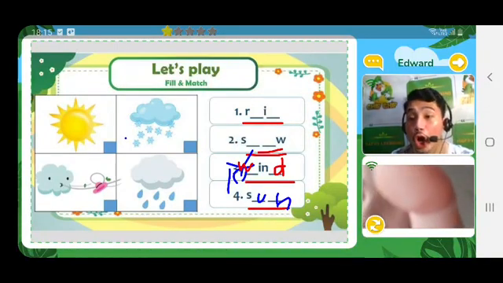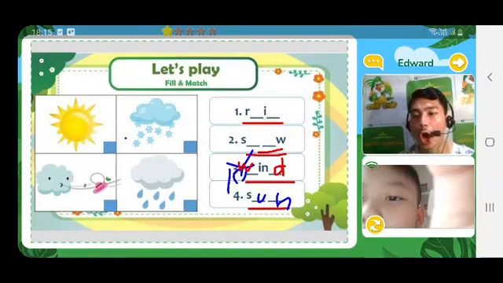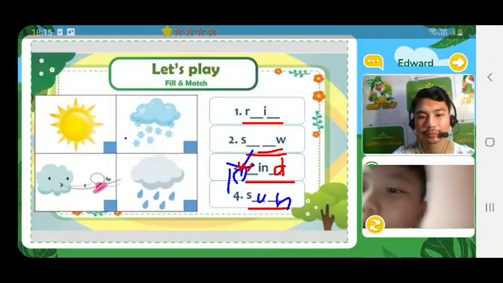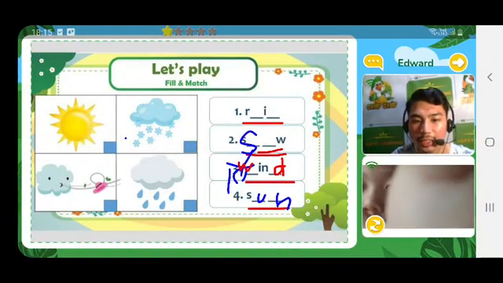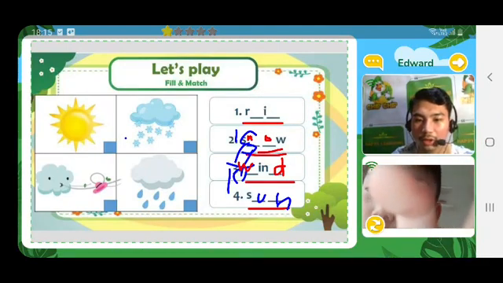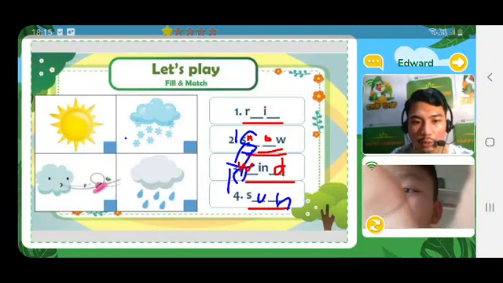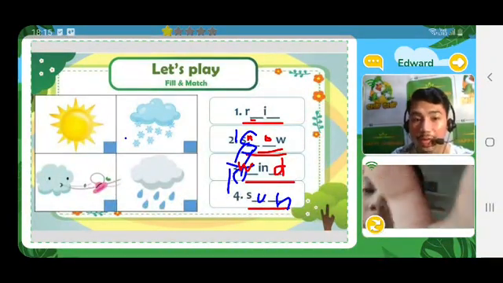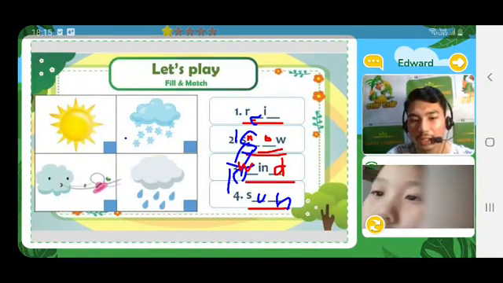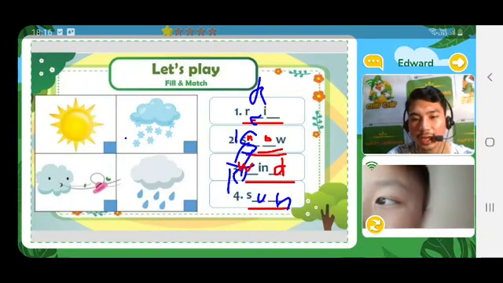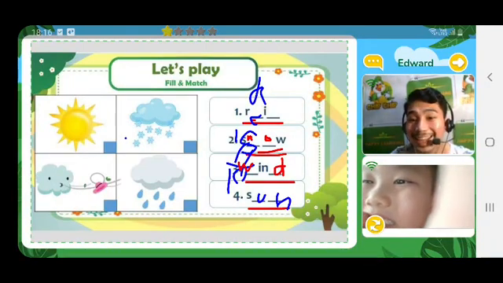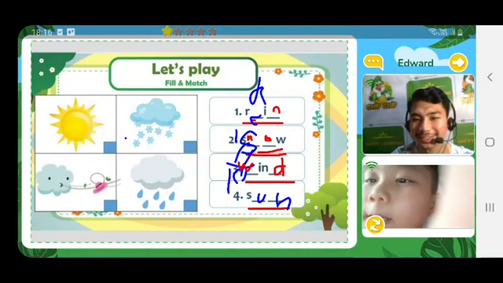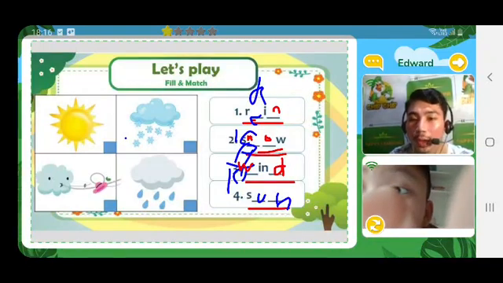Number two. Snow. S-N-O-W. Yes, snow. Okay, very good. Rain. R-A-I-N. Yes, we have your R-A-I-N. Rain. Okay, where is rain in the picture?